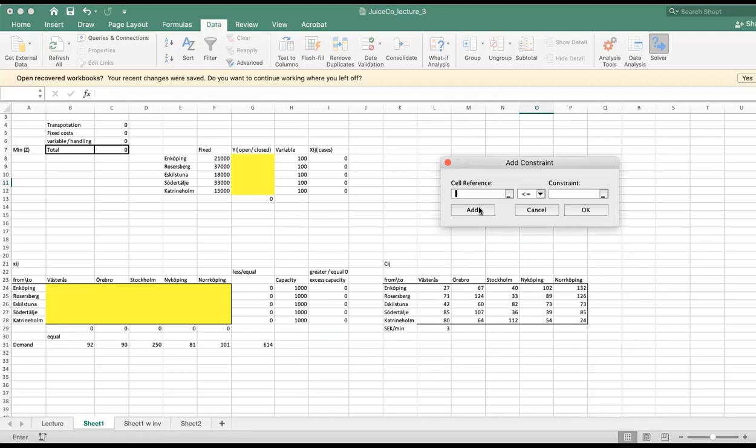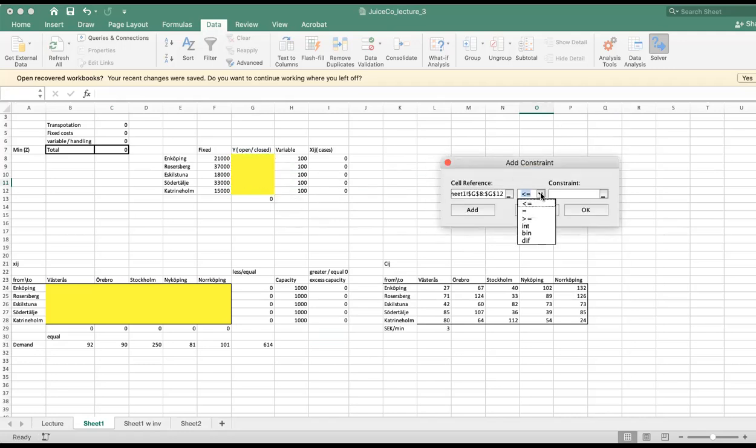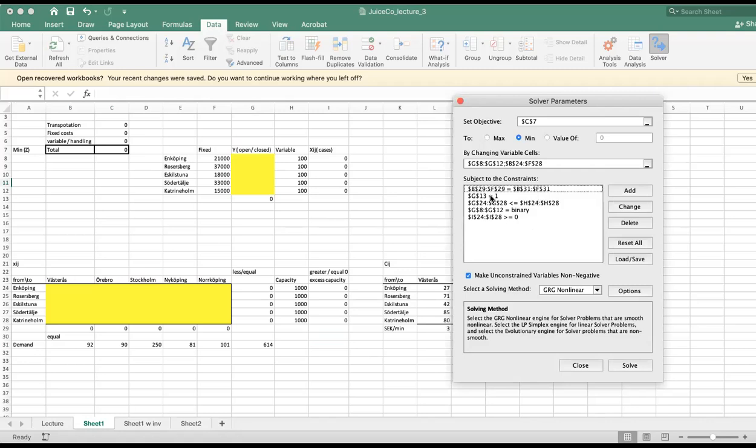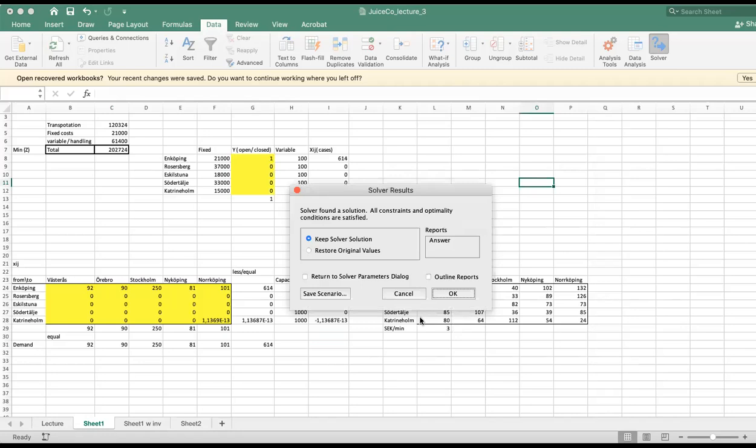And then the other condition that we know is that this y should be a binary. And then we now have 1, 2, 3, 4, 5 constraints, and we make unconstrained variables non-negative, and we solve this using simplex linear programming, and then we hope that we didn't make any mistake, and then we click solve, and then it will think and think, and then it starts to shape something, and then here it goes.